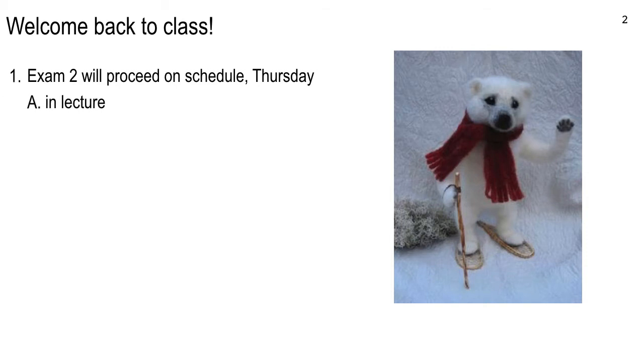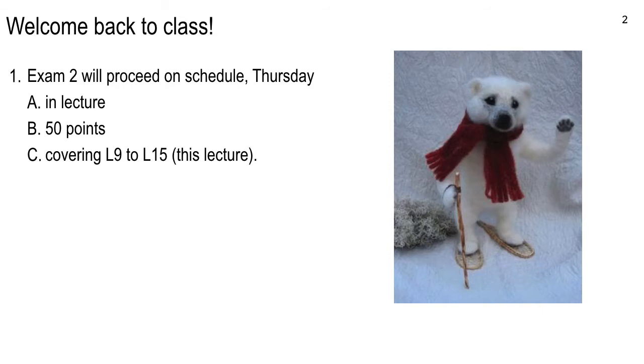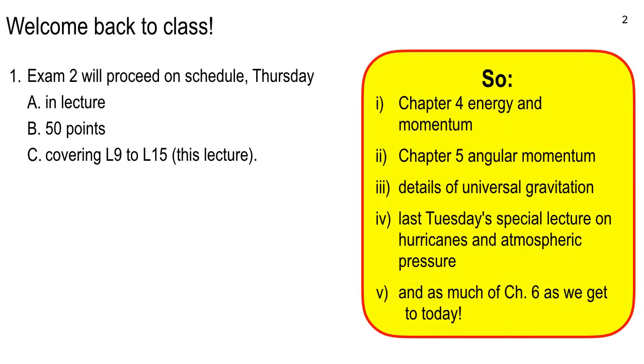In other words, it'll be Thursday in lecture, 50 points. It will cover everything from lecture 9 up to today, lecture 15. So everything that we get to in chapter 6. We won't get to all of chapter 6 today, but we'll get to a good portion of it. So basically that means chapter 4, energy and momentum, chapter 5, angular momentum, and the extra lecturing I did on universal gravitation.